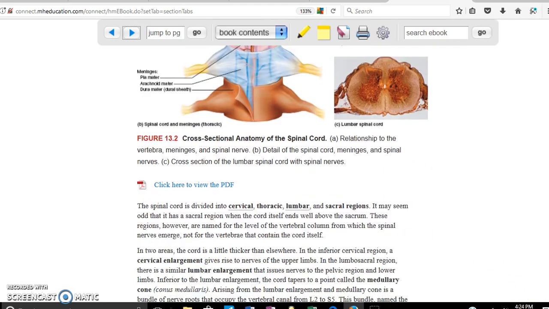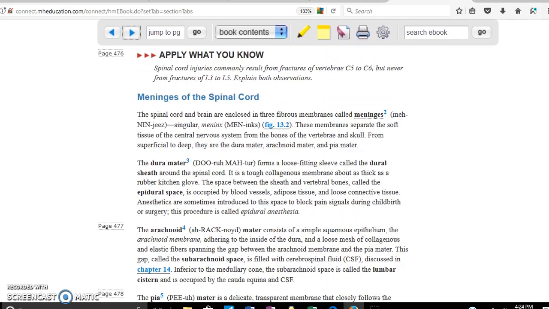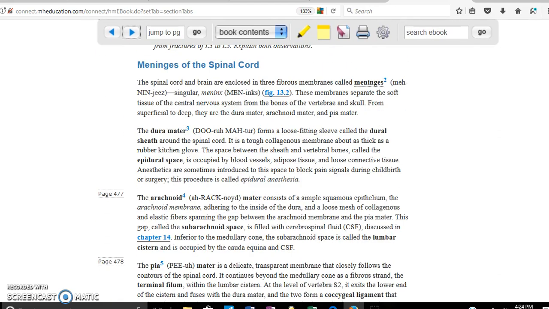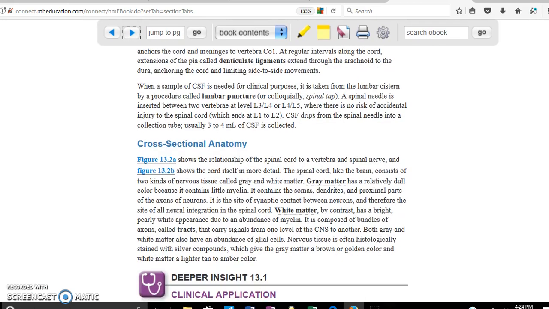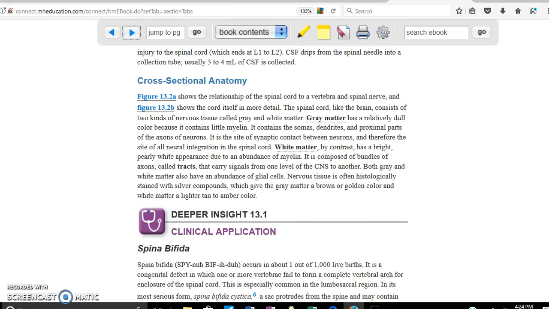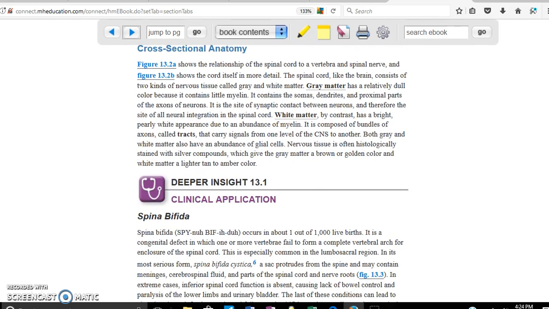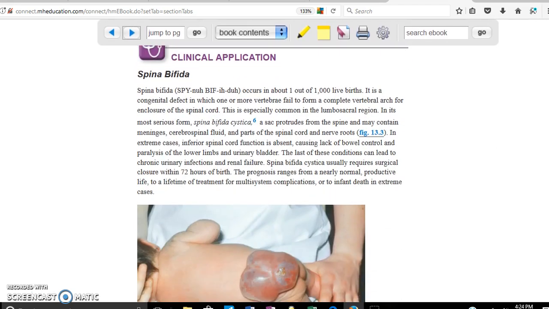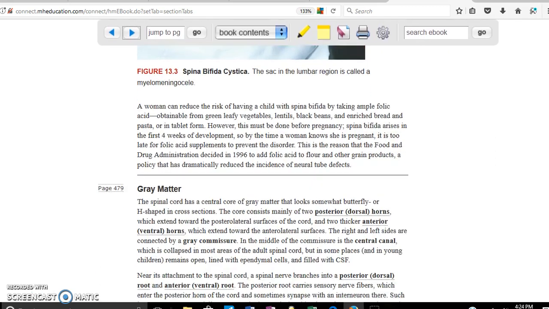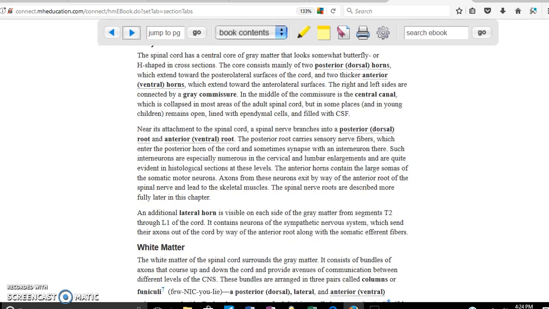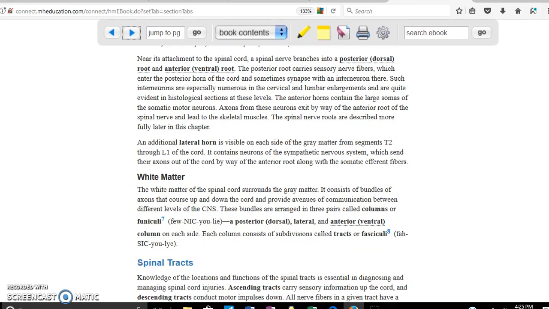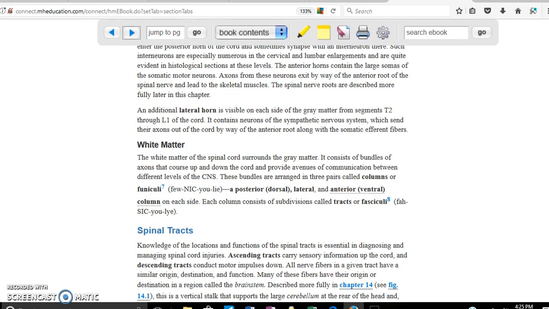So if we keep scrolling down, we're going to see the meninges of the spinal cord. We already mentioned that the dura mater, arachnoid mater, and pia mater protect the spinal cord. We also covered the cross-sectional anatomy, where we mentioned that we have gray matter and white matter. Gray matter shows you horns, white matter shows you columns. If we keep scrolling down, we have right there the gray matter. Again, we have anterior, posterior, and median horns. And in the case of the white matter, we're going to have columns: anterior, medial, and posterior columns.